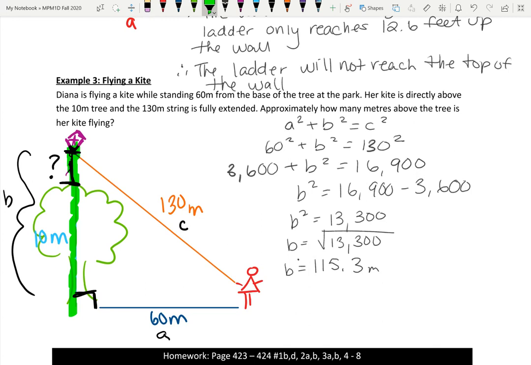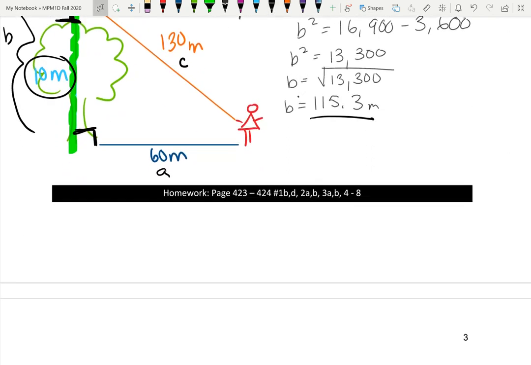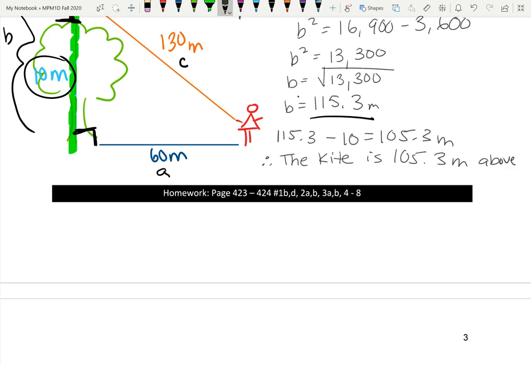So to find what's highlighted here in black, this portion of that side length, I'm going to take 115 and subtract the height of the tree. What's left over will be how much above the tree the kite is flying. So 115.3 subtract 10, 105.3 meters. Therefore, the kite is 105.3 meters above the tree.